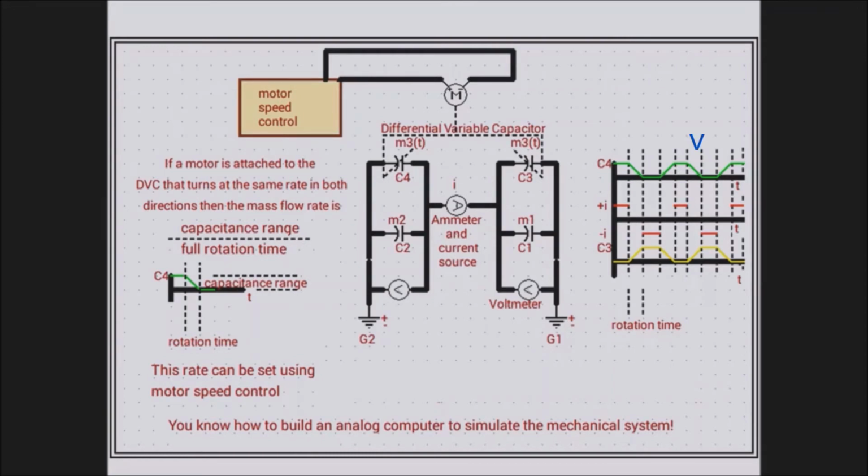Rotating the shaft now to reverse the mass flow back to C3 and off of C4, current turns on in the opposite polarity, simulating pulling the masses together, and so on. We continue this sequence until we have a certain number of waveforms, maybe 4 or 5, from which we can find out the behavior of the mechanical system through the behavior of the electrical system.